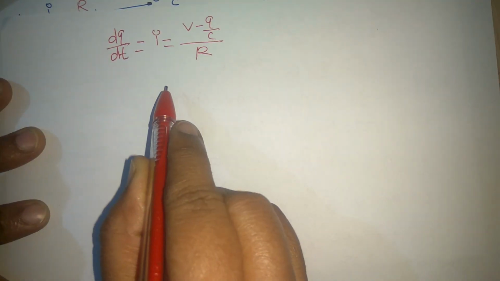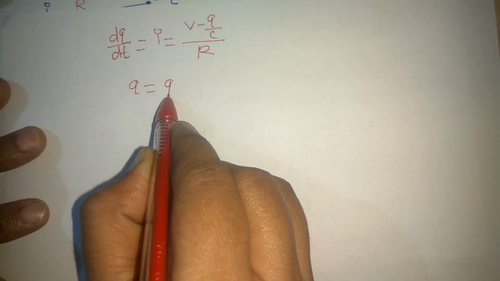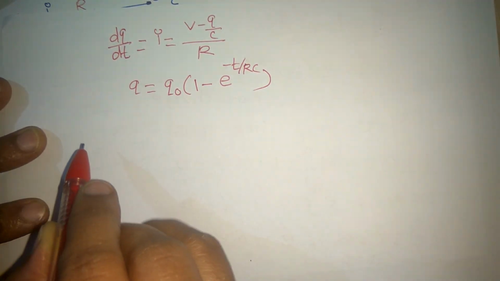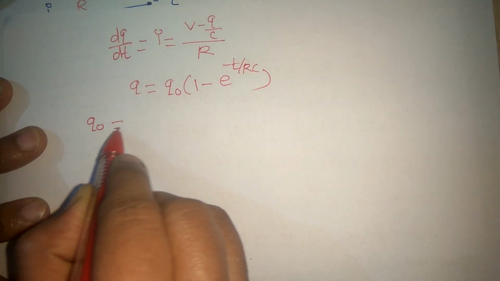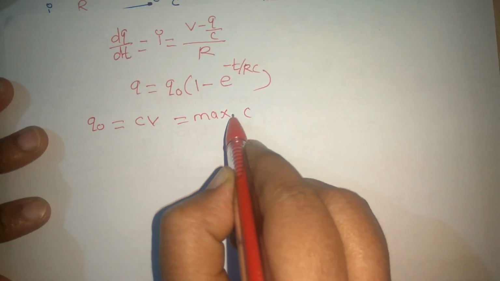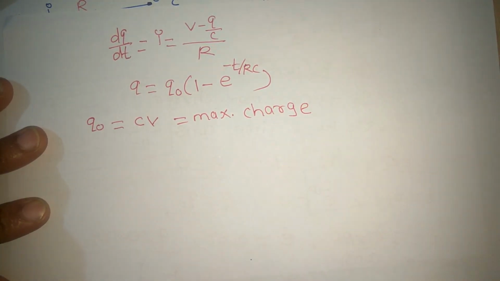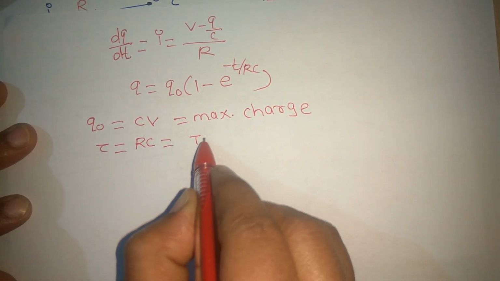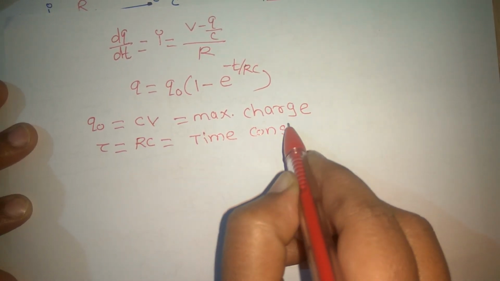intermediate, that is transient state equation, current I is equal to (V minus Q by C) divided by R. What is the current I? It is dQ by dt. So we rearrange the equation and solve, and we get Q is equal to Q naught times (1 minus e raised to minus t by RC). Here the value of Q naught is nothing but C into V, which is the maximum charge acquired on the capacitor, and the value of RC is nothing but the time constant. So RC is called the time constant tau.